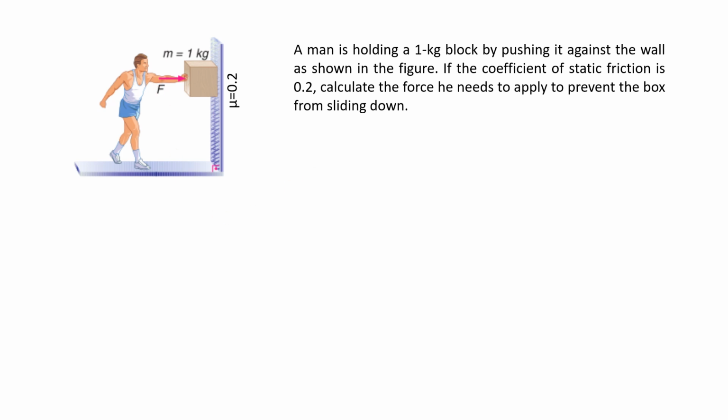Well, let's draw all the forces. Here you have a block. What's pulling it down? Its weight, which is mass times gravitational acceleration, mg. A man is pushing it into the surface. That means the surface is going to apply a normal force in the opposing direction, and there is a friction force.